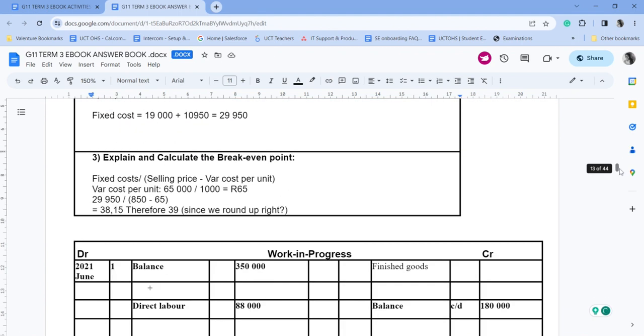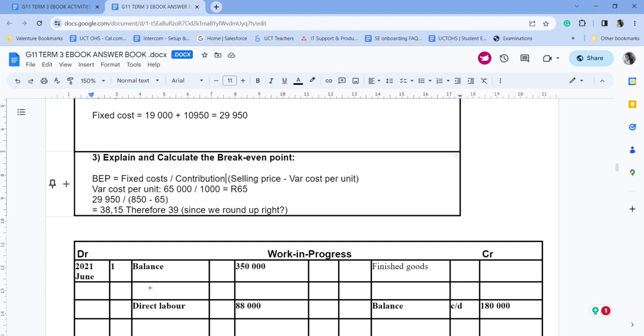So I have already worked it out here. To get the break even point, you say our fixed cost divided by our contribution. Let me just do it like this, because you will find other past papers or memos that say contribution divided by contribution. Contribution is made up of selling price minus variable cost per unit. Okay, selling price minus variable cost per unit.